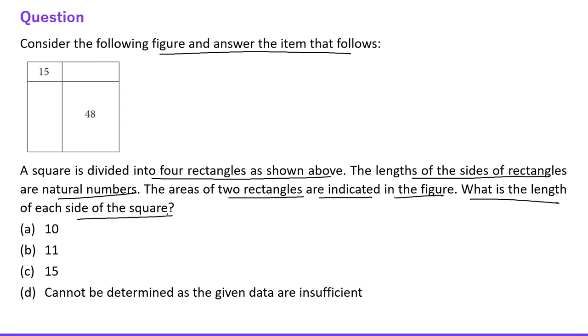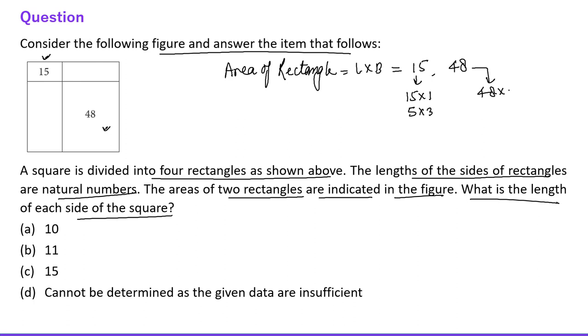Area of a rectangle is length into breadth, right? This is L into B. So this is given as 15 for one rectangle, and this is given as 48 for another rectangle, right? So 15 and 48 are the two areas. 15 can be 15 into 1, or 5 into 3. And for 48, it can be 48 into 1, 24 into 2, 16 into 3, 12 into 4, 6 into 8, right? After that, it will get repeated. Fine. So these types of sides are possible.